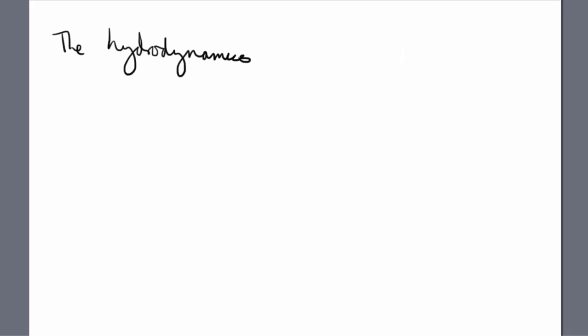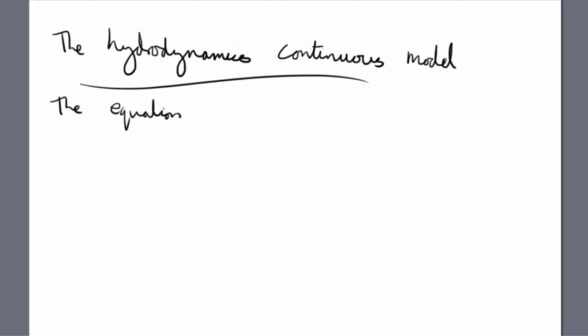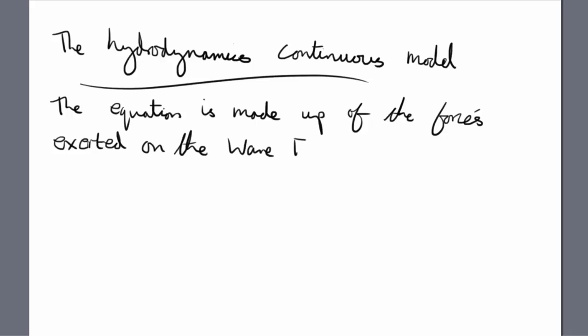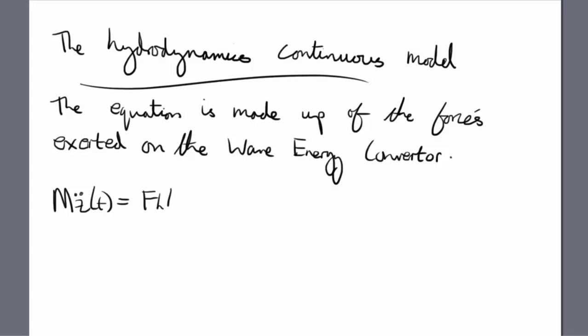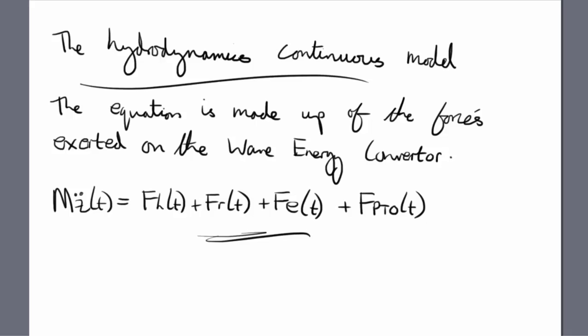The first part is the hydrodynamics continuous system, where the equation is made up of a summation of forces exerted on the wave energy converter, where the entire force of the system is the system's mass times its acceleration, z double dot, and that's equal to the stiffness force F_h, the radiation force F_r, the excitation force from the waves themselves F_e, and the external or controllable force F_PTO, which can be from a non-ideal or an ideal system.